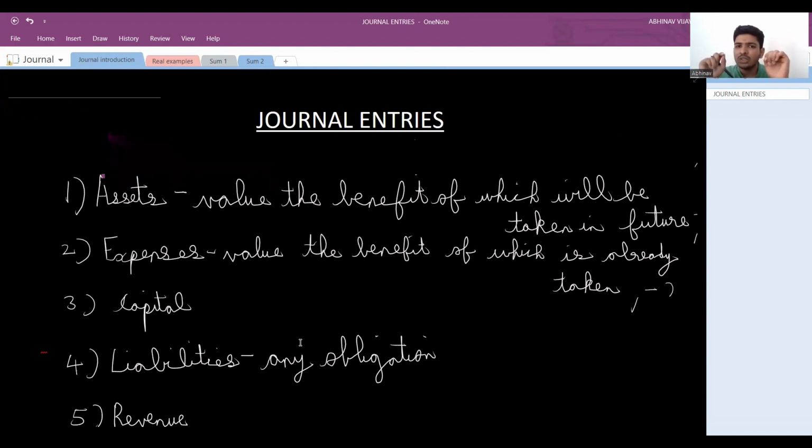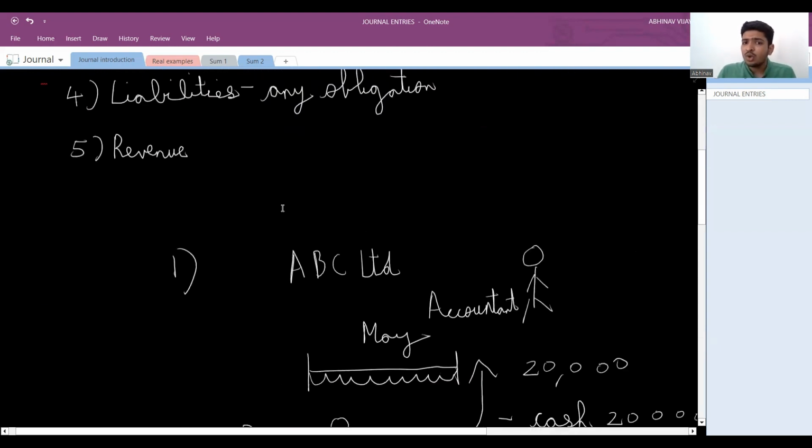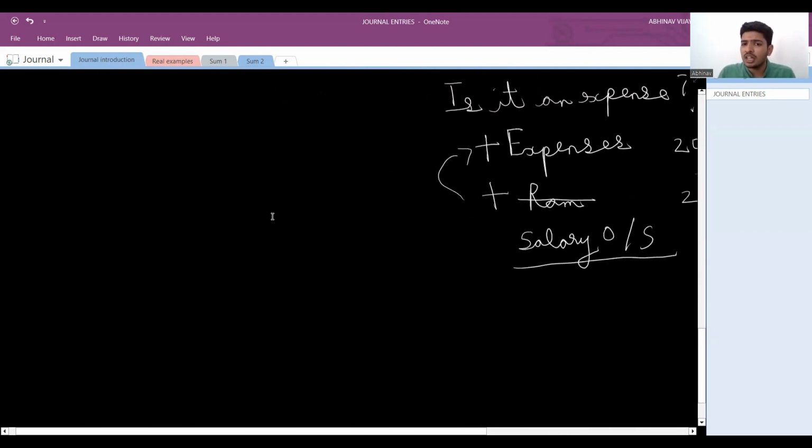One thing I can guarantee you is there's no question outside these lectures that can be asked in the board exam. However, in case something different is asked, still you will be able to solve it because your concept will be clear by the end of this lecture. Just keep this definition in mind. Now, I told you these are the logic behind journal entries.